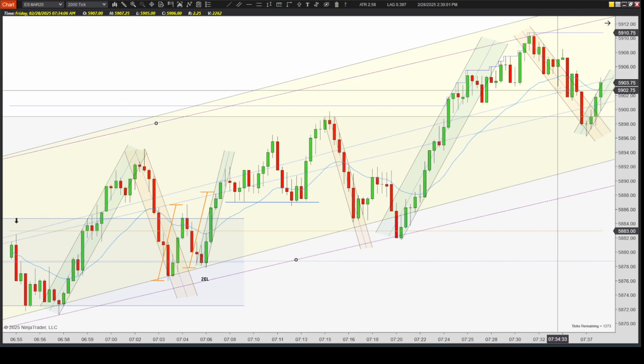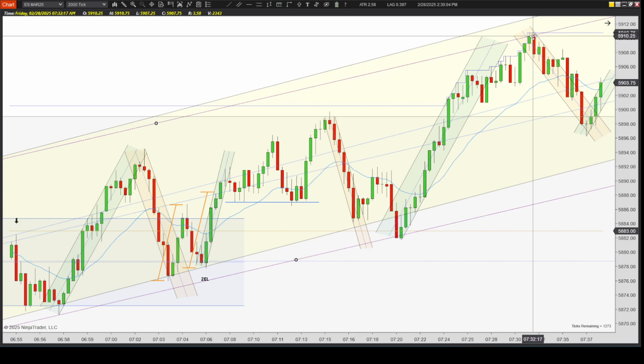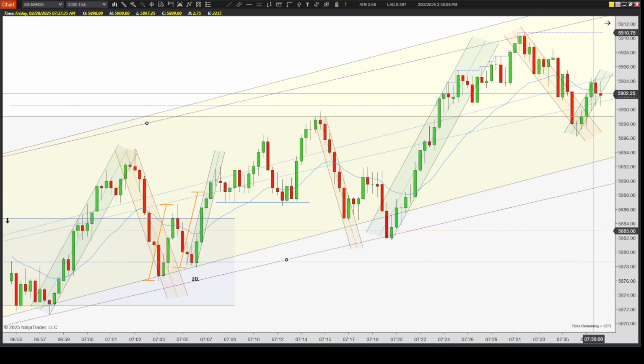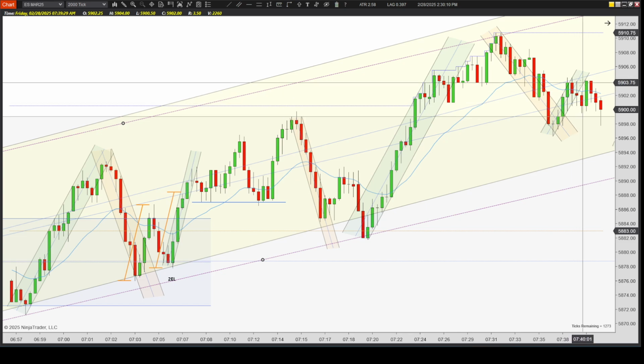Unfortunately, you don't get that. So if you did take this one, I feel it's more aggressive. First entry long, second entry long failure, but I was looking for a lower high. Consolidates, first entry short, second entry short.